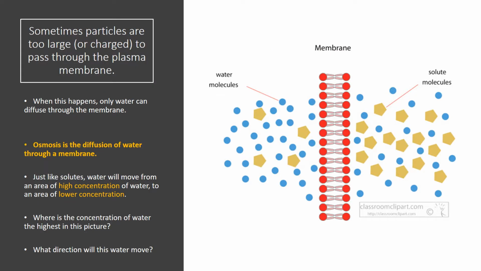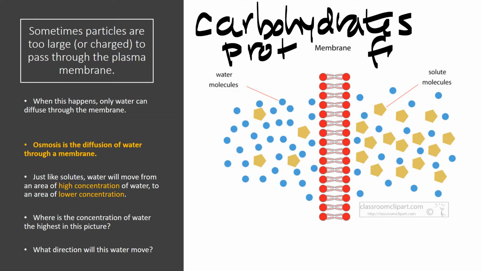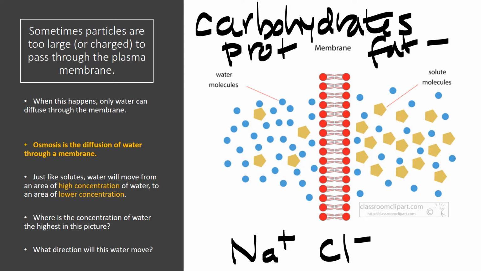Sometimes particles cannot move across a membrane. So let's think about what those are. Really large particles like carbohydrates cannot move across a membrane. Proteins cannot move across a membrane, and fats cannot move across a membrane. So proteins and fats. Okay, and then there are other things which are charged, such as sodium, which has a positive charge on it, or chloride, which has a negative charge on it, also cannot move across a membrane.